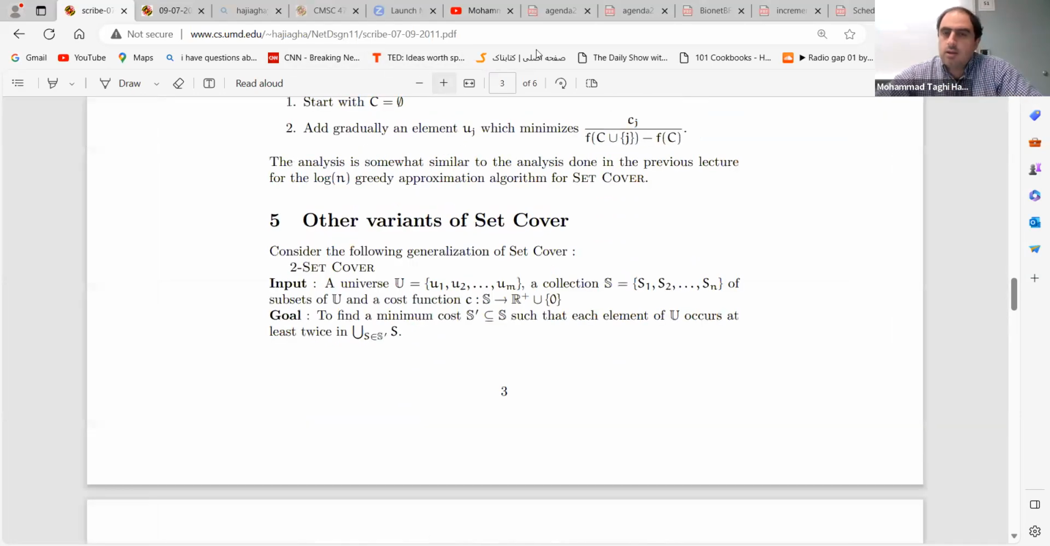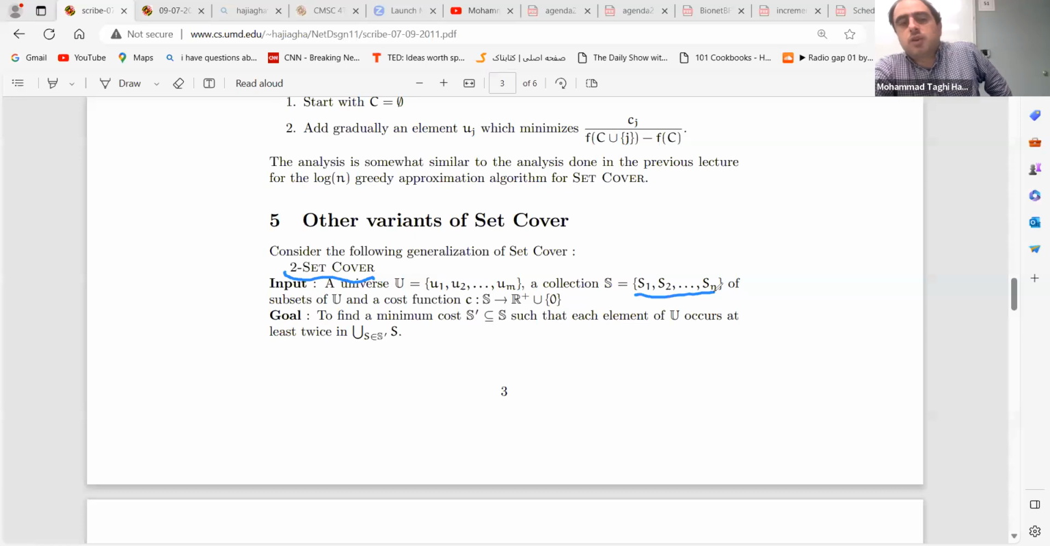Good. So let's consider a variant of set cover, which is called two-set cover. What is a two-set cover? There's a universe U. Again, this is a set cover instance: a universe U of all the elements, and a collection S of subsets of U. And for each of them, there is a cost, say a positive cost.